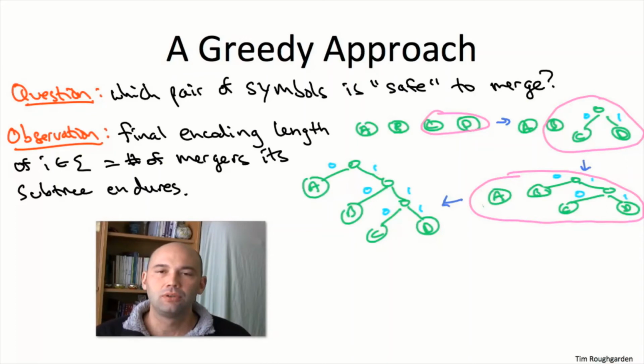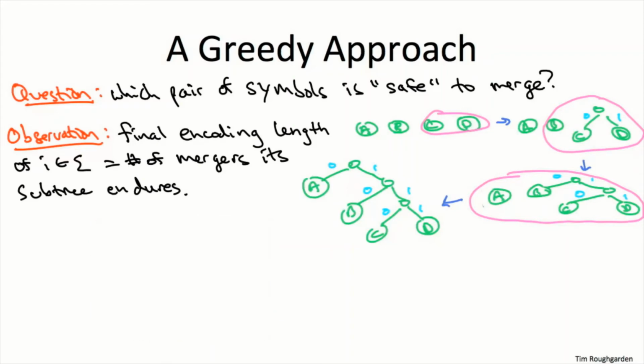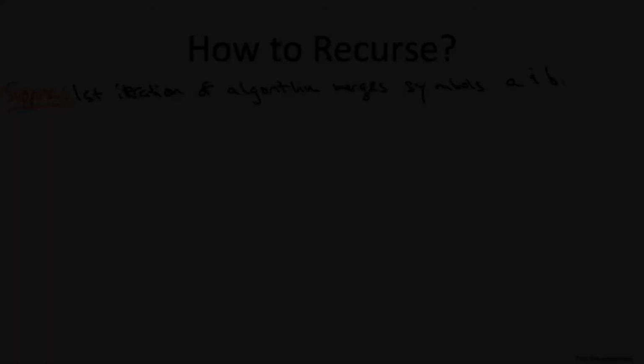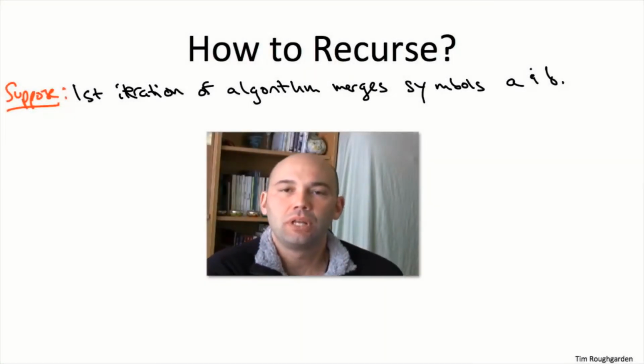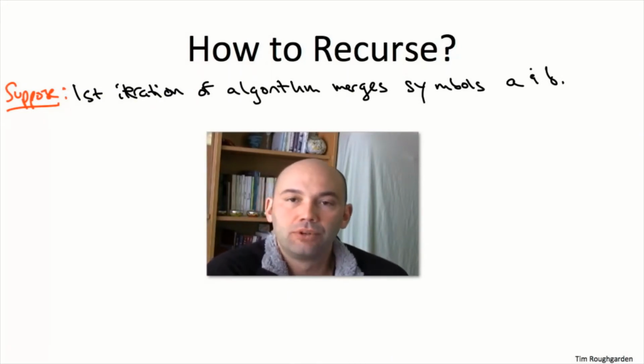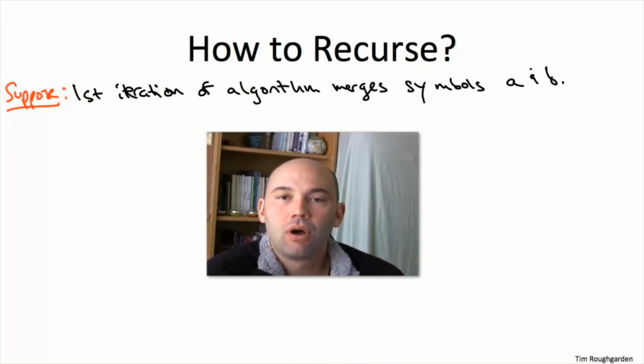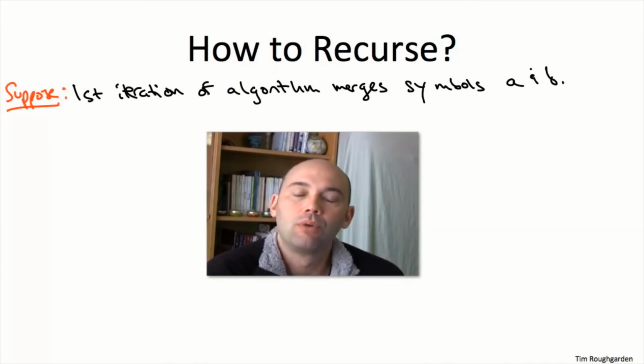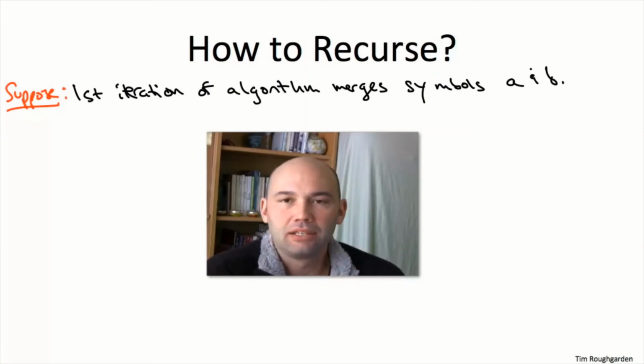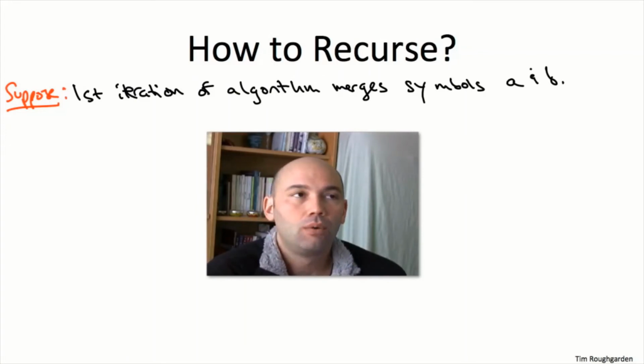The next question is, how are we going to recurse? So I'll let you think about that in the following quiz. So let's agree that the first iteration of our greedy heuristic is going to merge together the two symbols that possess the lowest frequencies. Let's call those two symbols little a and little b. The question is then, how do we make further progress? What do we do next? Well, one thing that would be really nice is if we could somehow recurse on a smaller subproblem. Well, which smaller subproblem?